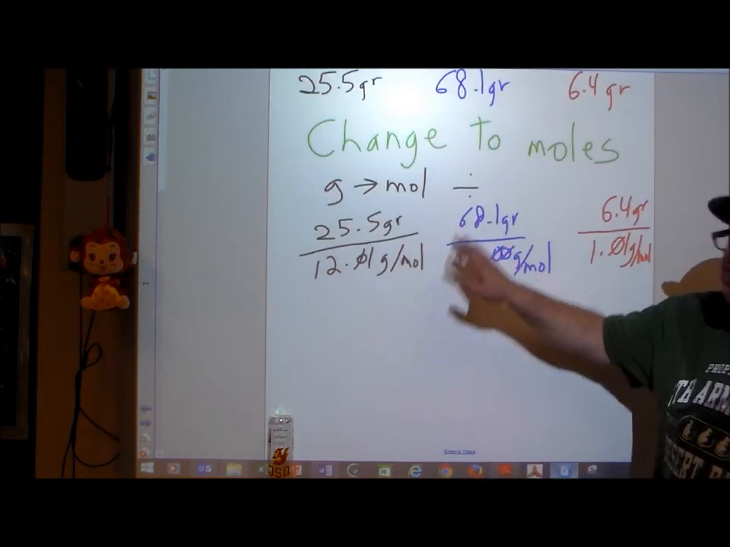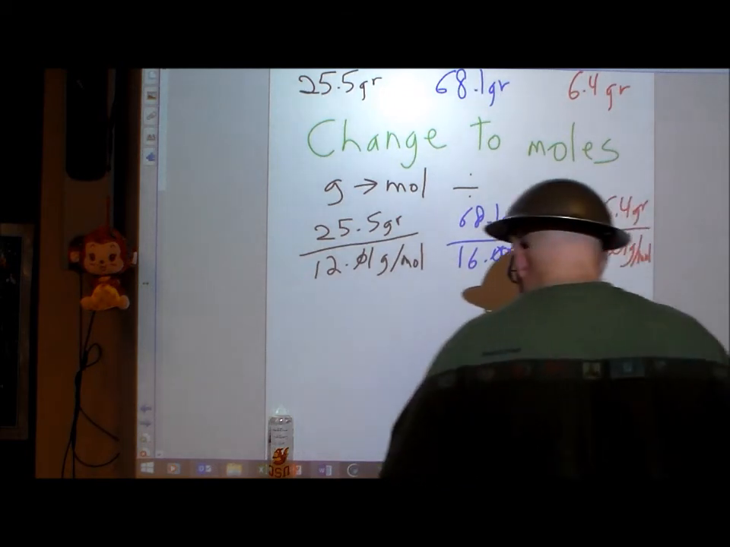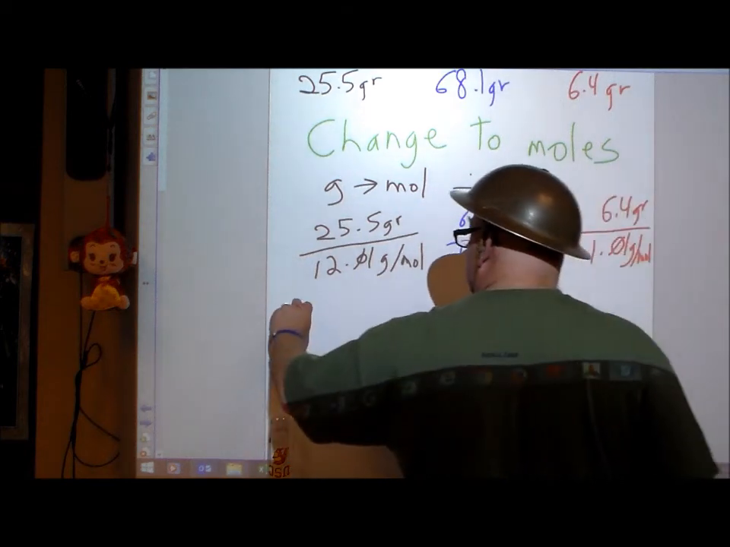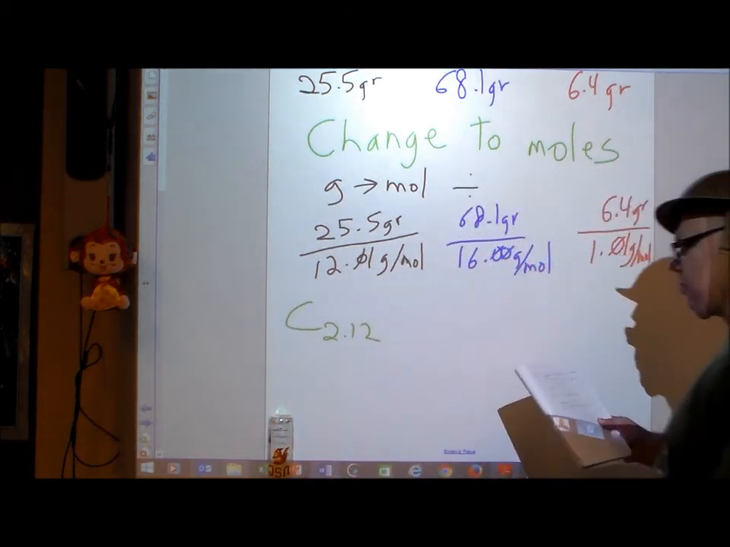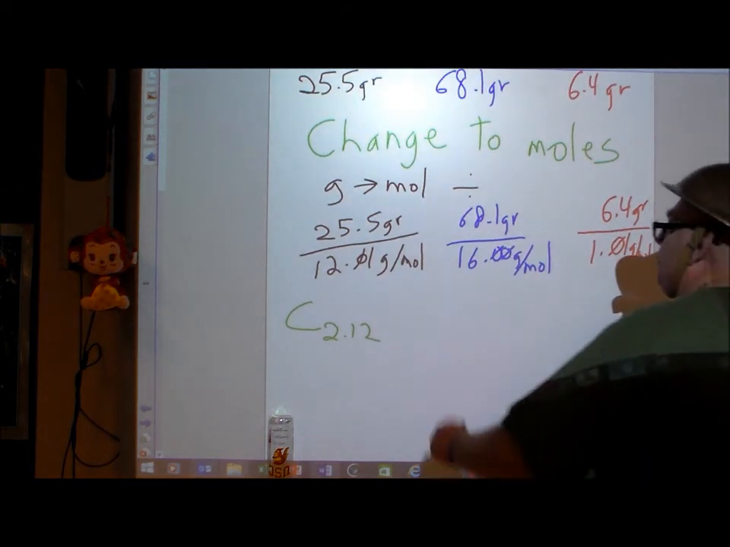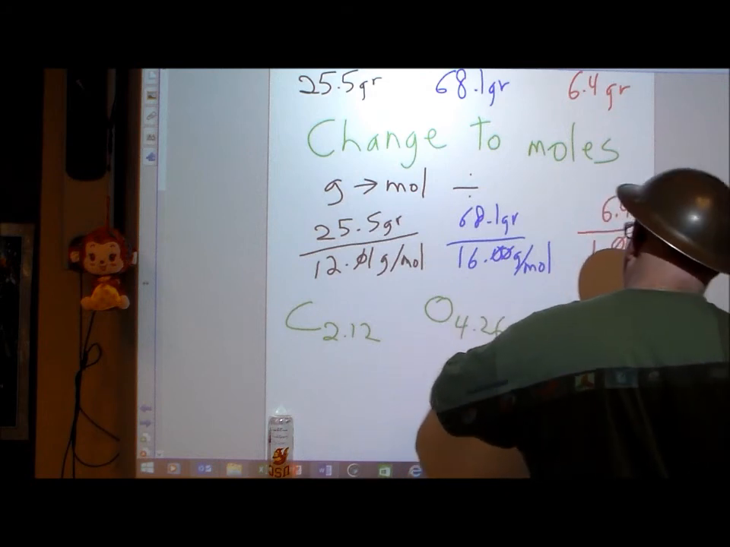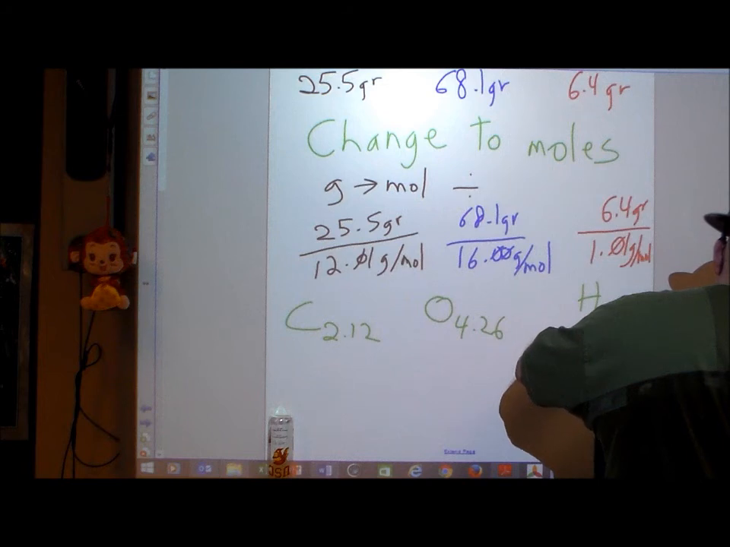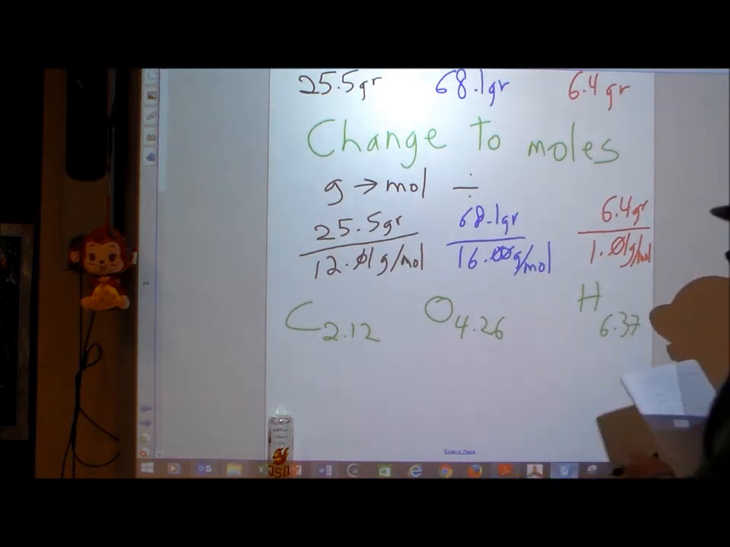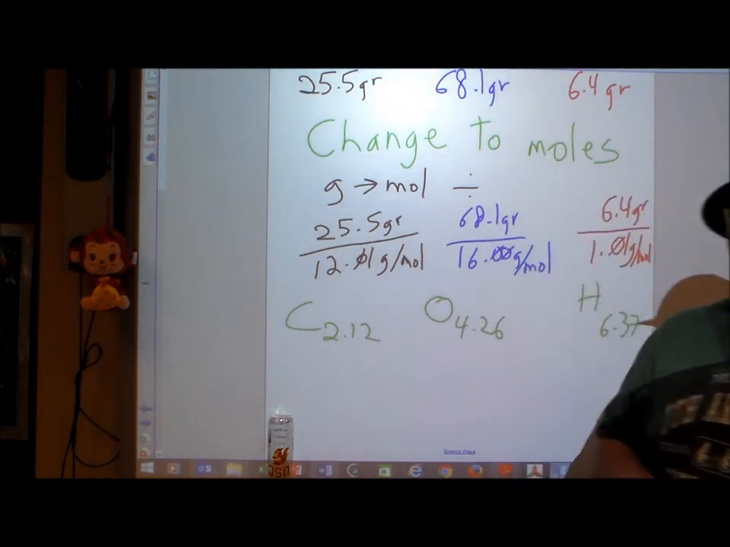So now that we've got this, we're going to go ahead and divide this out. So what are we going to get? For our carbon, we're going to have 2.12. That's our ratio of carbon that we have. For our oxygen, we're going to have 4.26. And for our hydrogen, we're going to have 6.37. So those are our mole to mole ratios of everything.